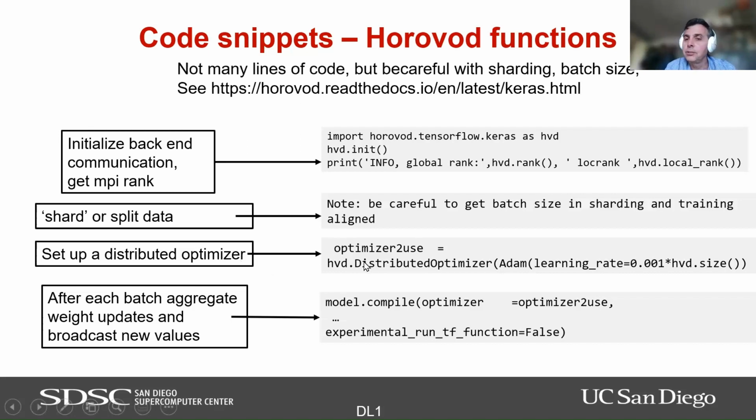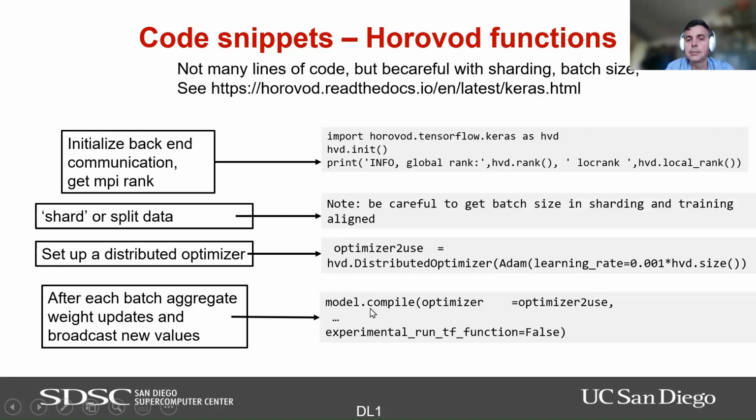The distributed optimizer is just one line of code: you say Horovod, distribute your optimizer, and you tell it what the optimizer is. And then there's some adjustment. It's recommended you make some adjustment to your learning rate to handle the fact that you're splitting up your data. And then the batch updates and the aggregation and the broadcasting of the weights are actually handled for you.